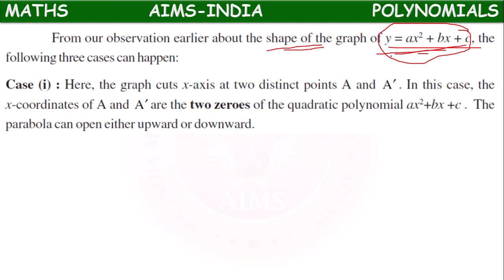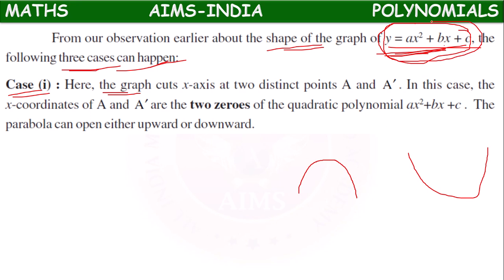based upon the shape of the graph y equal to ax square plus bx plus c, there may be three cases possible regarding the zeros of the polynomial. Case one: the graph, the parabola, either open downwards or open upwards, may cut the x-axis at two distinct points, one is A, another one is A dash. That is the first case.